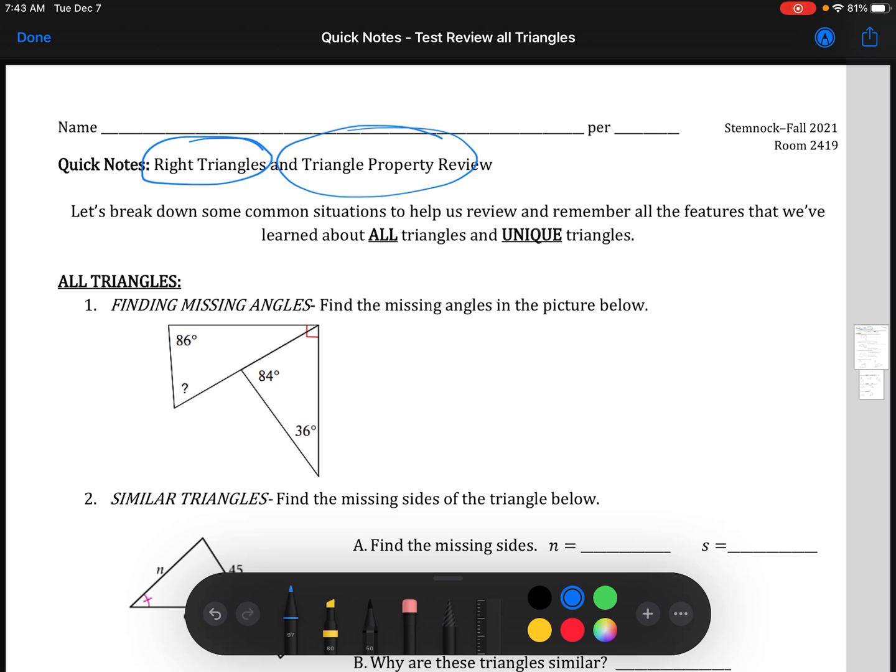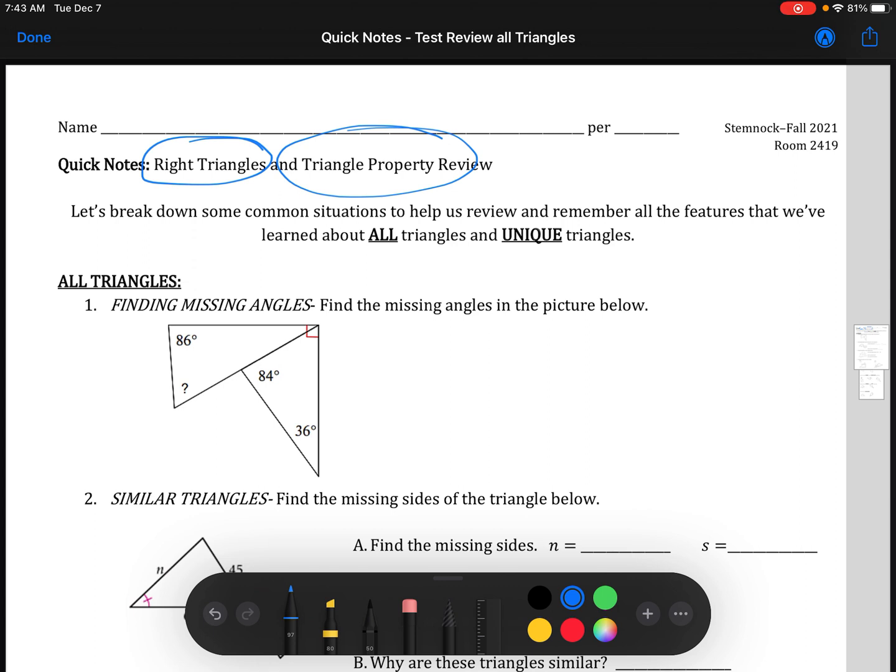Let's go over some quick triangle properties. We're going to go over regular triangles, the properties that apply to all triangles, and then we're going to go over some right triangles as well. The problems are your homework, so that'll be what you do for the rest of the It's Learning.